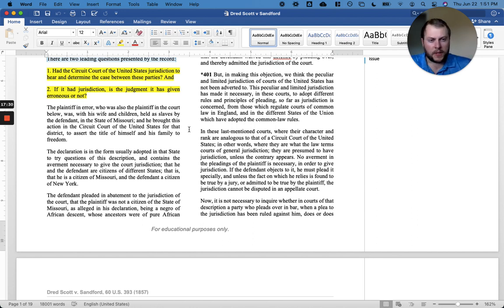For our purposes here, we're situated in the context where slavery is a hotly debated issue, and there are in fact slaves in some parts of the United States and no slaves in other parts of the United States. There is this question that arises of whether an enslaved person has legal standing or right to bring a lawsuit in federal court.